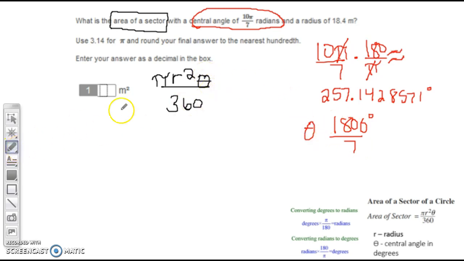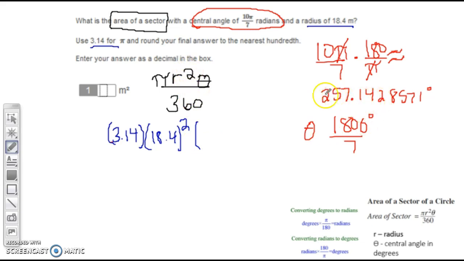All right. So let's start plugging in what we know. For pi, we're going to substitute in 3.14. For the radius, I'm going to put in 18.4. I need to make sure I square it. And then for theta, I don't really want to use an approximation. I don't want to just put in 257 degrees because that's not exact. So I'm going to leave it like this. And again, it might not make a difference, but I'm a little nervous it will. So let's go ahead and do some calculator work. Let's see.